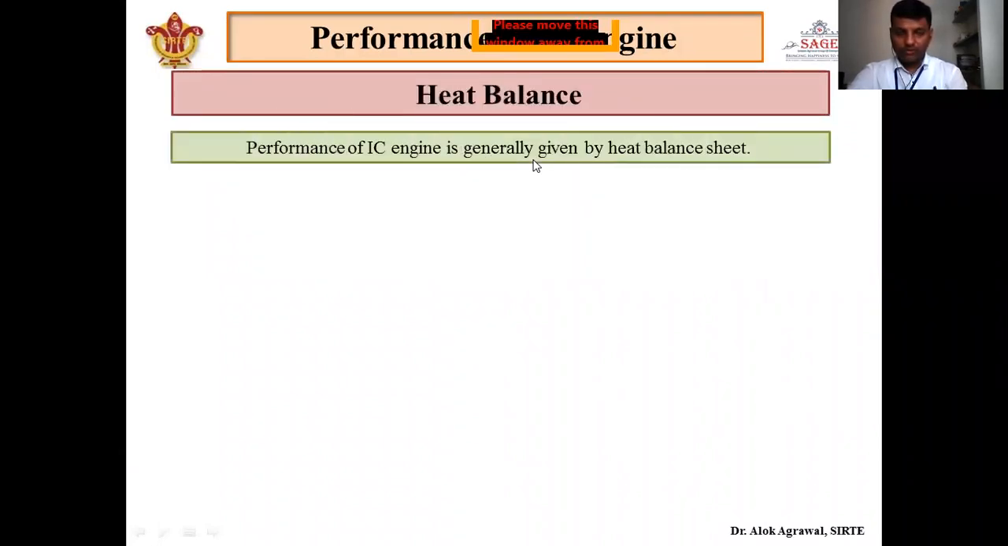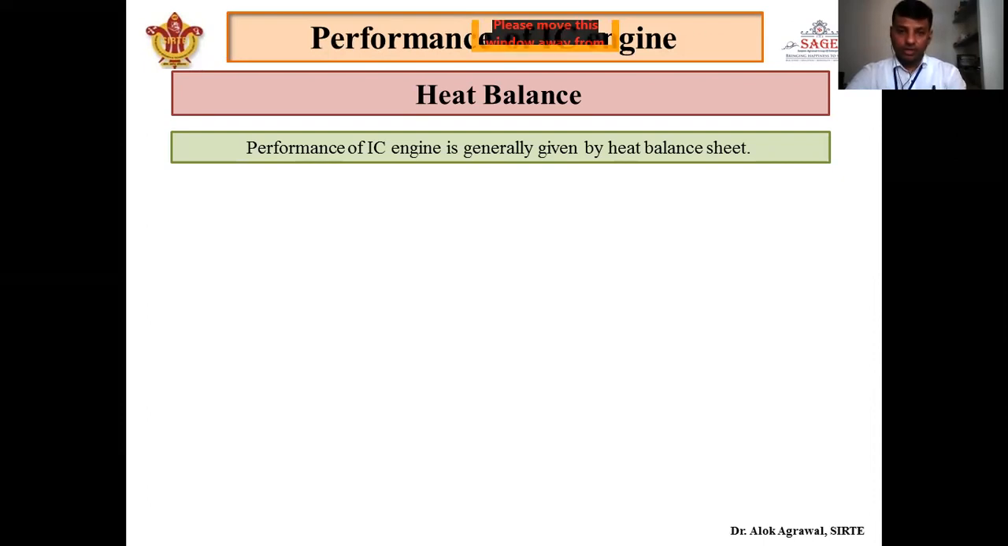So we have seen that the performance of IC engine is generally given by heat balance sheet. To evaluate the performance of IC engine, how IC engine is working, how much energy is getting converted, how much useful energy we are taking from the combustion of fuel, all the things come under the category of performance of IC engine. So to evaluate the performance of IC engine, we draw a heat balance sheet, or we have to calculate the different parameters to draw the heat balance sheet.